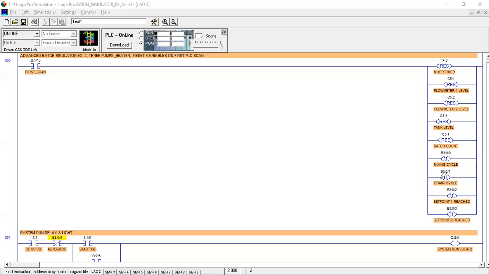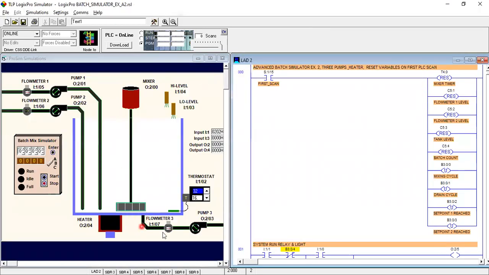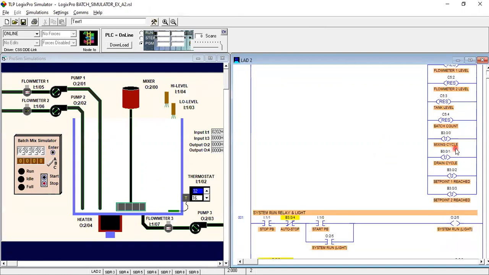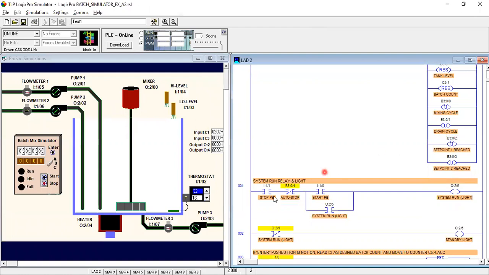The drain cycle depends on this side. This is the outcomer side, this is the drain side, and this is the incomer side. As you can see, the drain cycle latch instruction is used for this side.